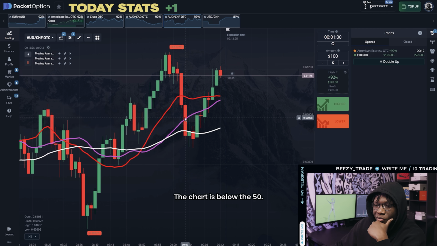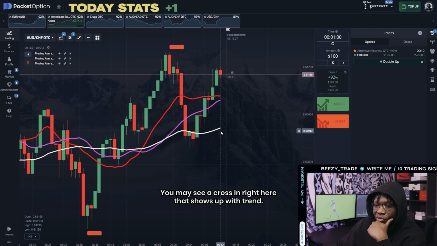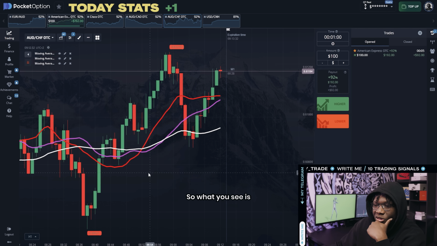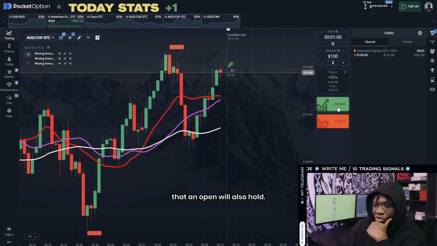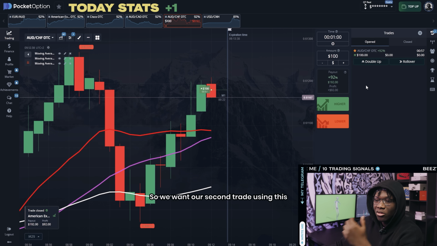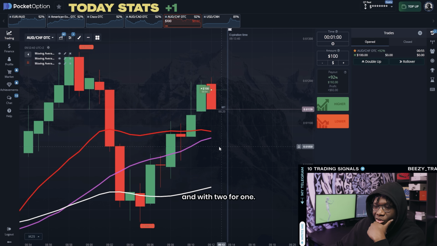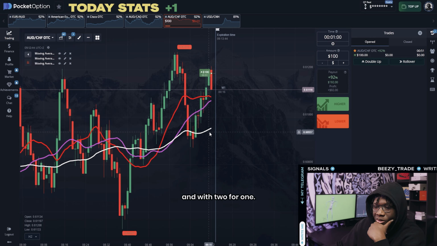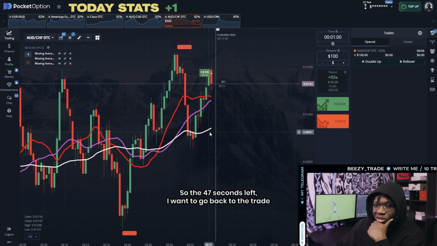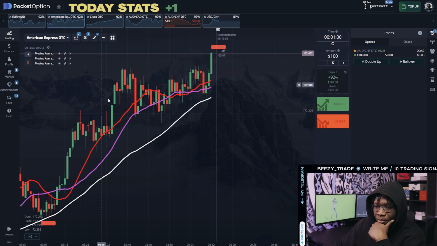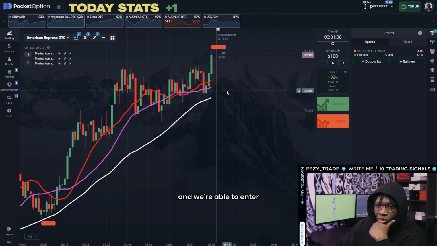And here we see the same. The chart is below the 50 EMA. You see a crossing right here that shows upward trend. So it just seems like a no-brainer to also call. So we won our second trade using this. And we're 2 for 1. So I got 47 seconds left. I want to go back to the trade we were able to enter.